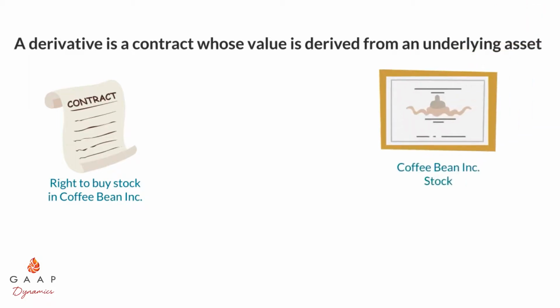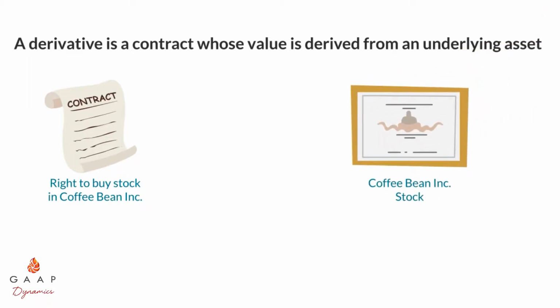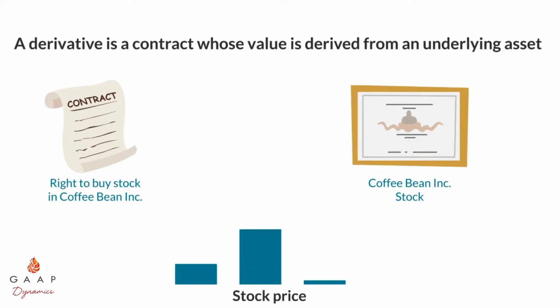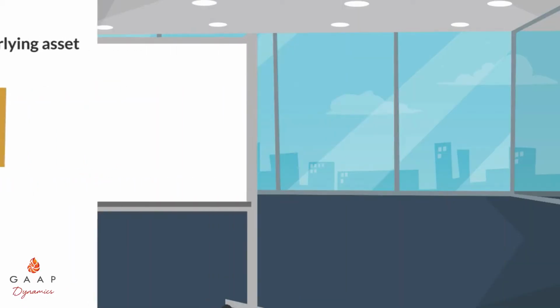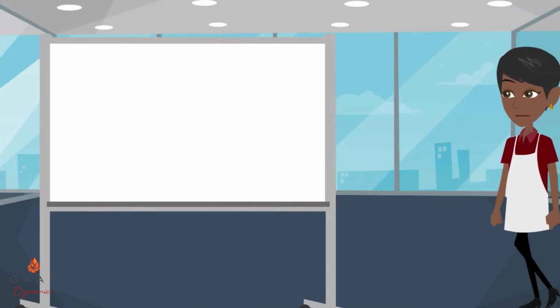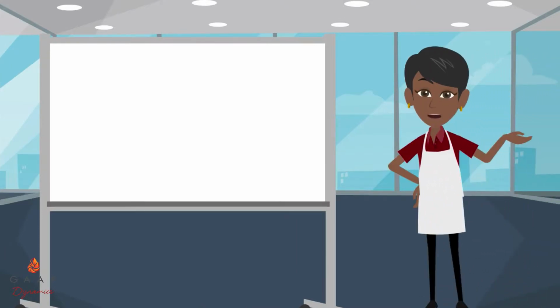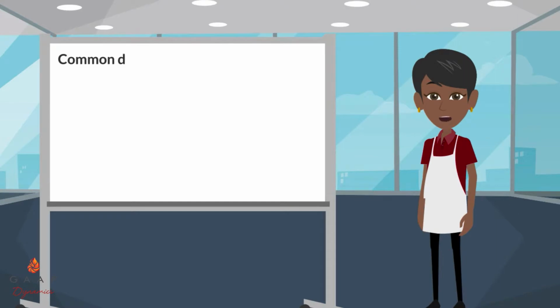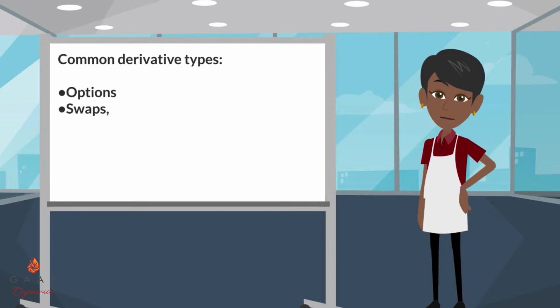The underlying asset for which the derivative contract, in this case the option or right to buy stock, derives its value from, is the stock of the public company stated in the contract. In other words, as the stock price changes, the value of the contract giving you the right to purchase that stock is impacted. There are countless types of derivatives. In this module, you will learn about the most common types, which include options, swaps, and forwards and futures.